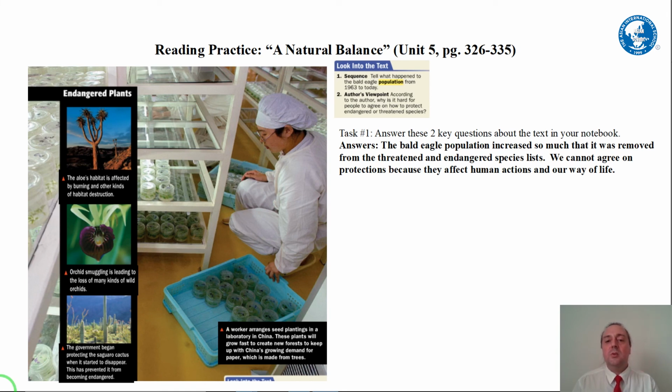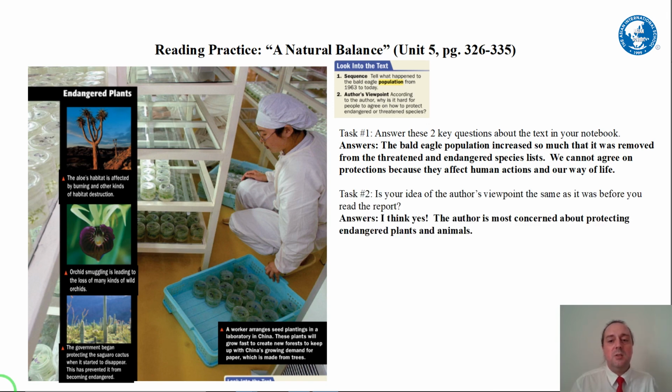And number two, her viewpoint is we cannot agree on environmental protections because they affect human actions and our way of life. Everything that we do is part of the environment. So, should we stop doing things that make us money because it affects the environment? That's a very difficult question to ask.